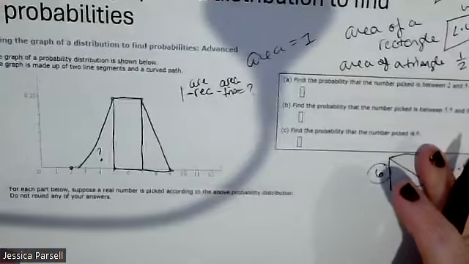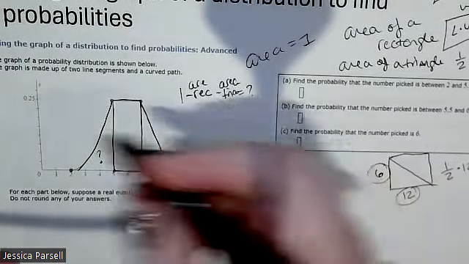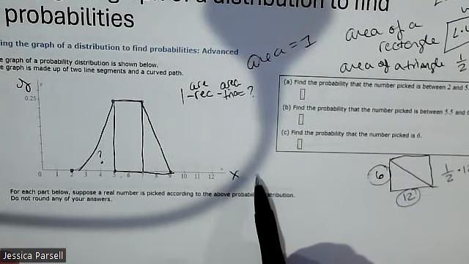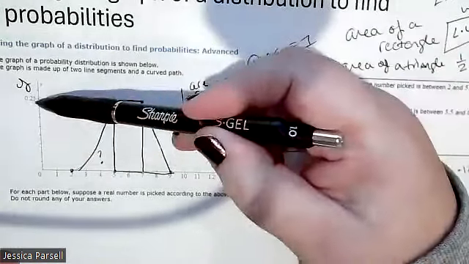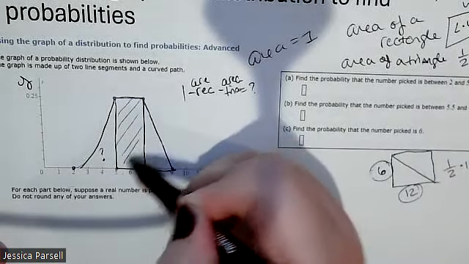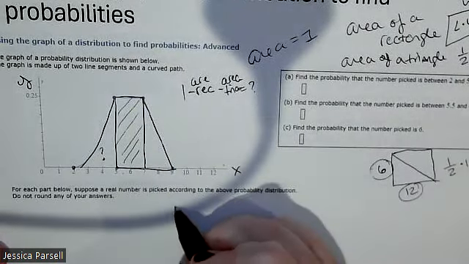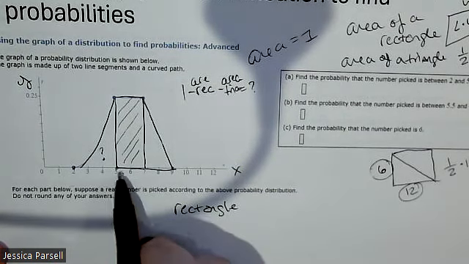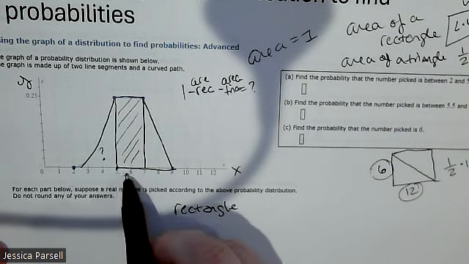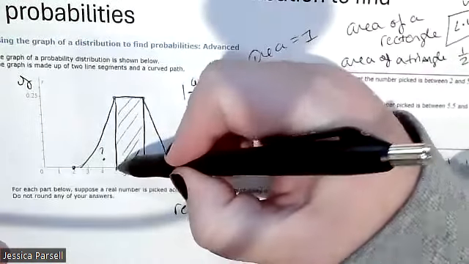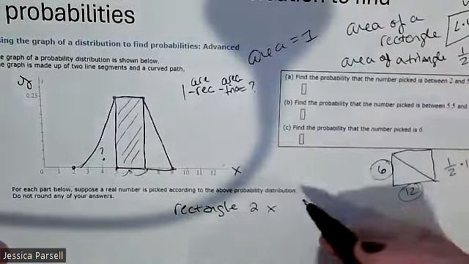Now let's look at the axis. We have our x-axis and we have our y-axis. Our x looks like it's in increments of 1, and the y-axis comes up to 0.25. Let's start with this rectangle here. The rectangle we know has a width. We need length and width. We've got a width of 2, because that's 1, 2 right there. So 2 times the height, which is 0.25.